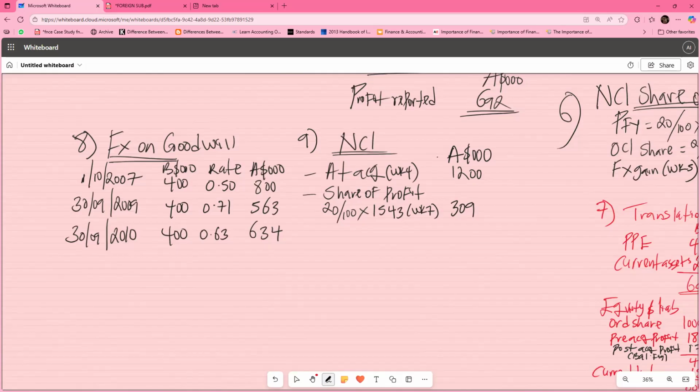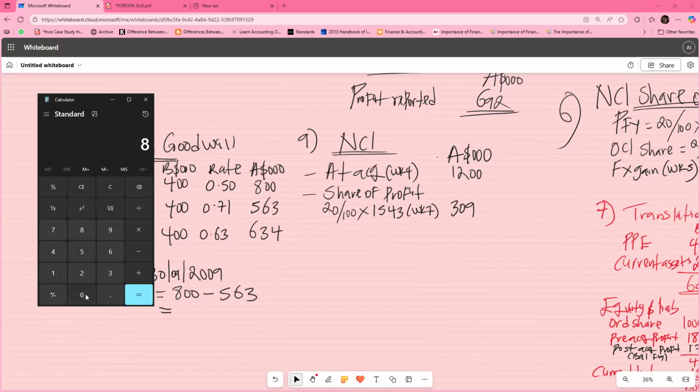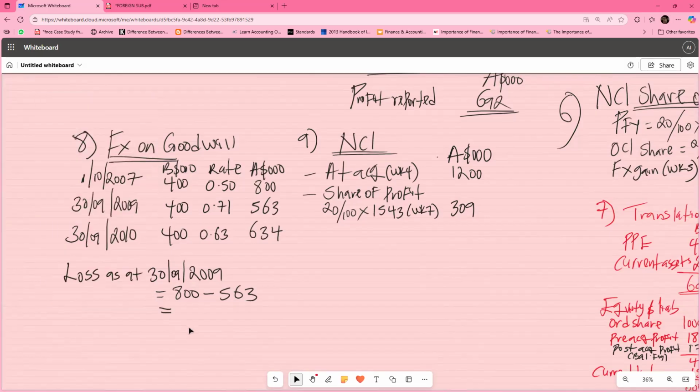So what we can do now is, I can say loss as at 30th of September 2009. So that would be 800 minus 563. How much is that? So 800 minus 563. That is 237.